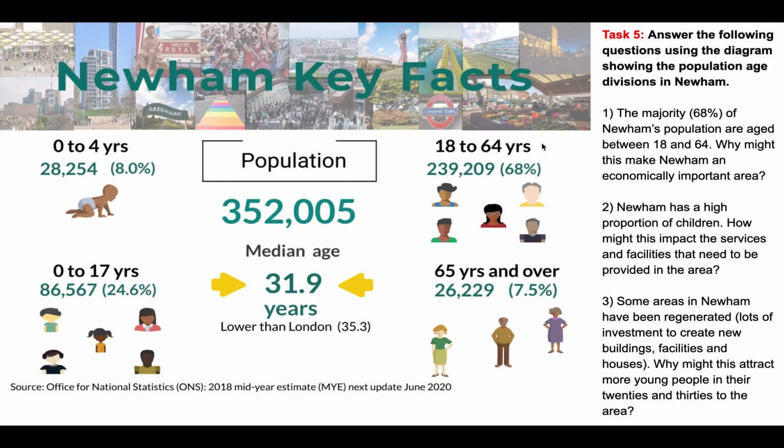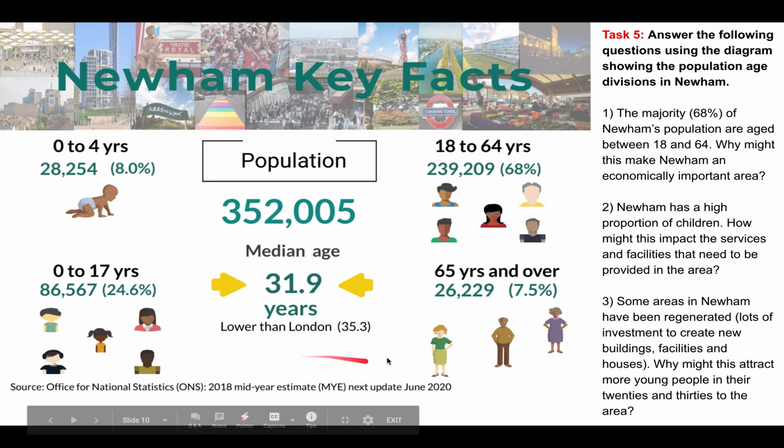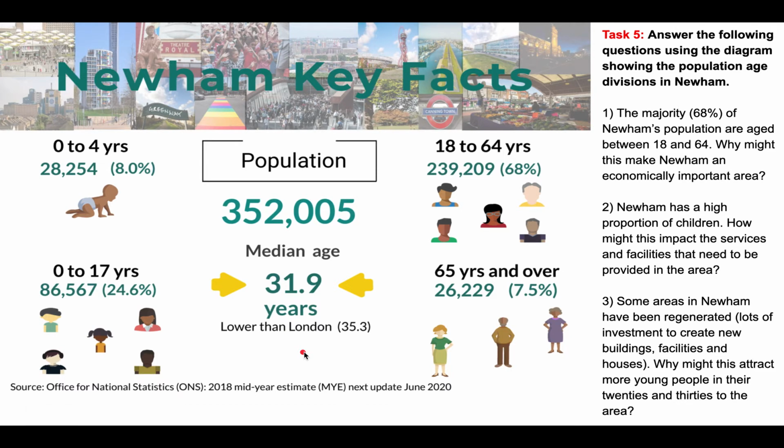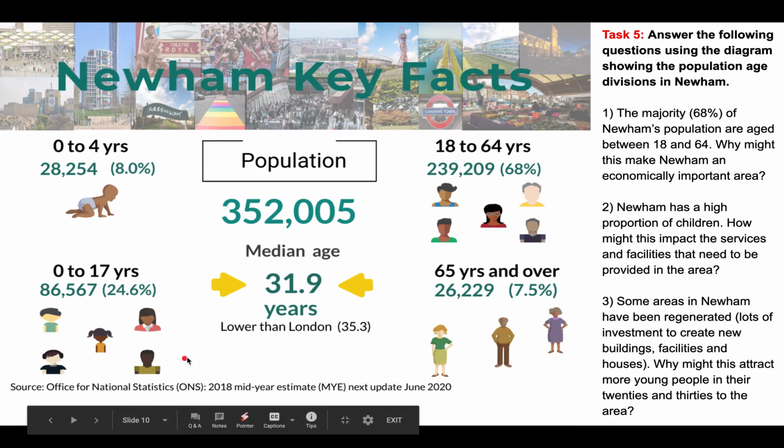Finally then, our 65 years and older, most likely to be retired and not working, are our elderly dependents, and they are 7.5% of the population. So pretty much the same number of 65-year-olds and over as there are 0 to 4-year-olds, okay? And what we notice is this gives us a median age of 31. The middle age of people in Newham is 31.9 years old, which is lower than London as a whole. So Newham has a younger population, not just because of its young people, but perhaps also because of its working age population.